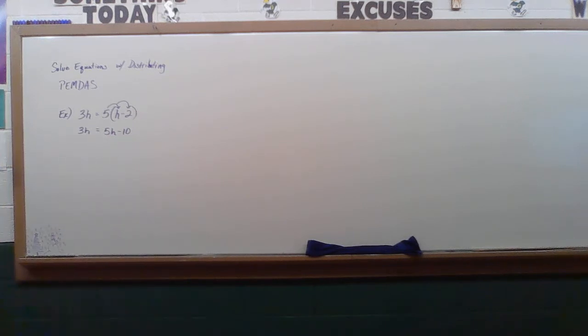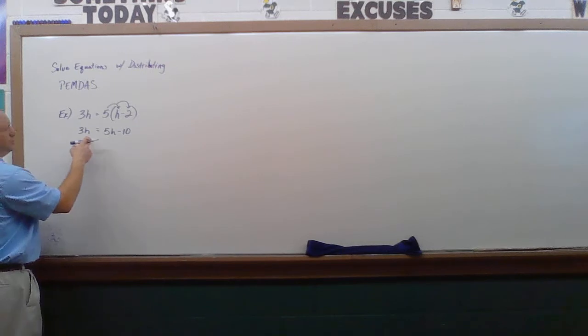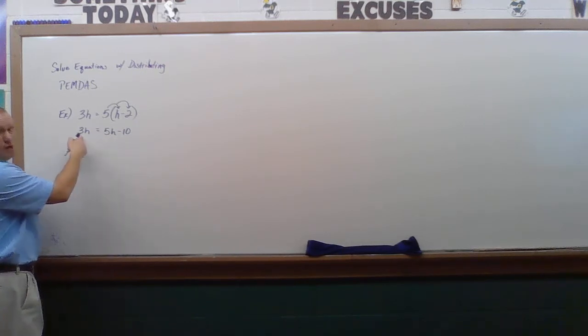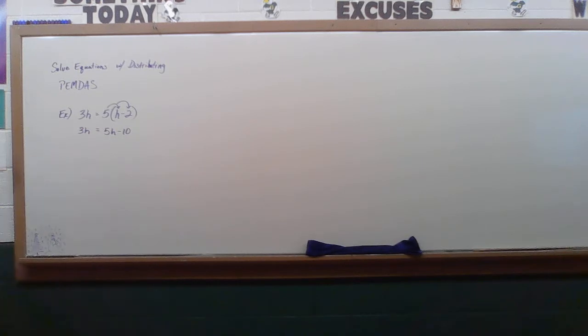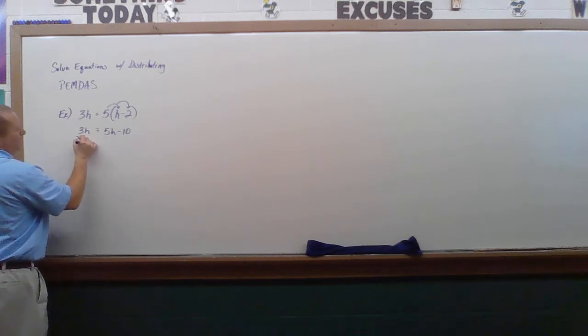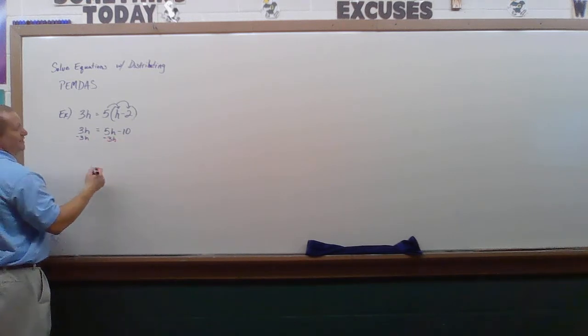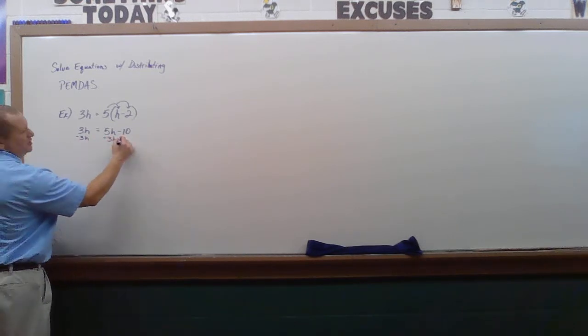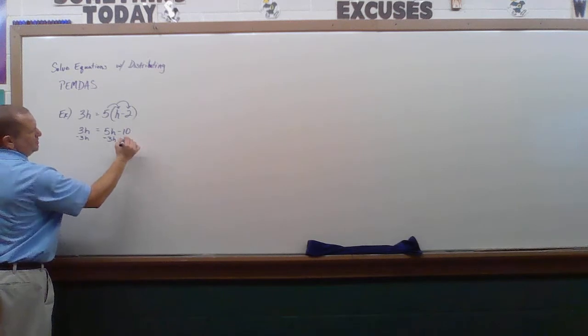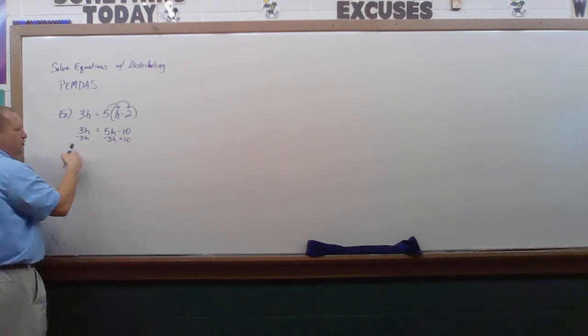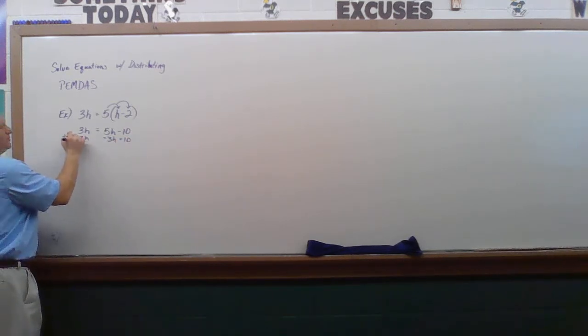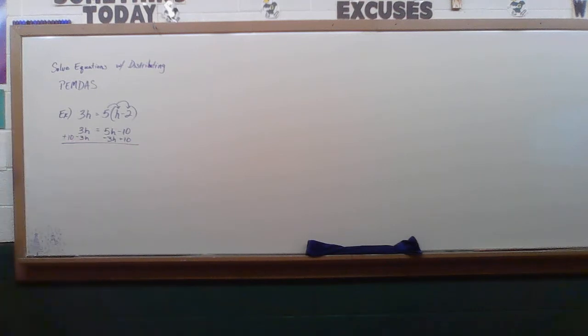So, which way do we take our h's? Do I take my h's to the right or to the left? To the right, because we always want to try to take the smaller one towards the bigger one. So, 3h was positive, so we're going to subtract it from both sides. And again, if you want to do this step at the same time, because I'm moving my h's to the right, I got to move my numbers to the other side. So I'm going to add 10 to both sides.